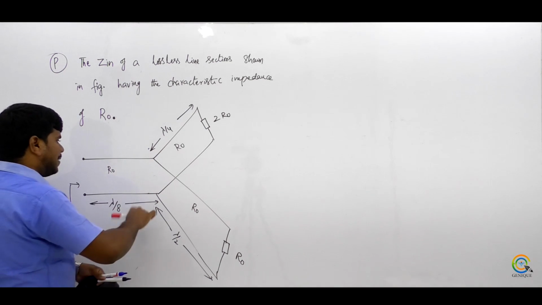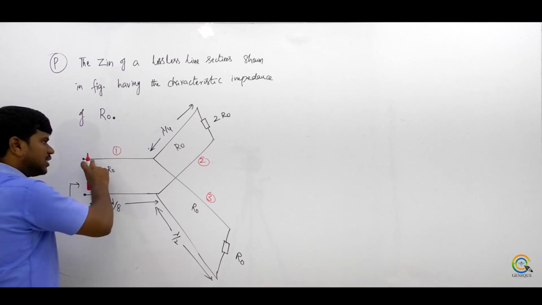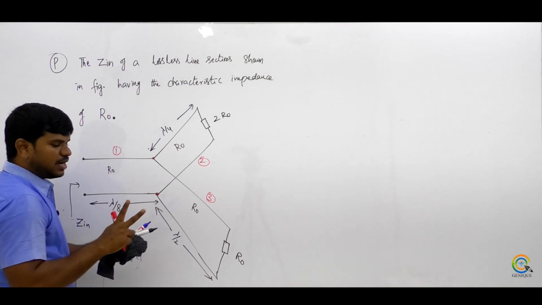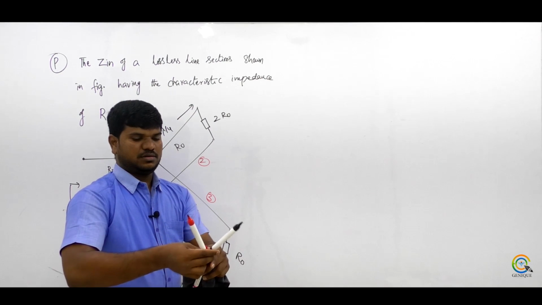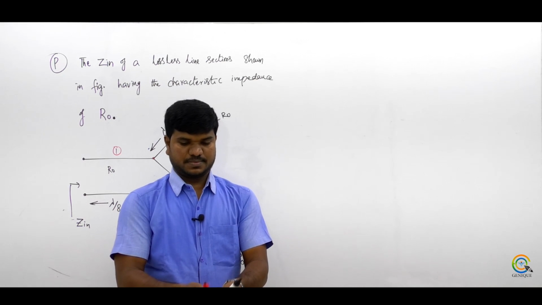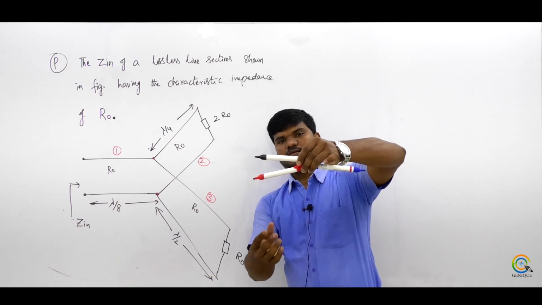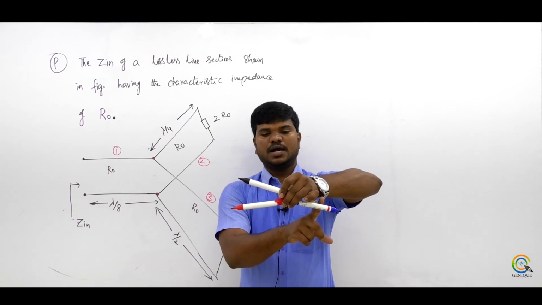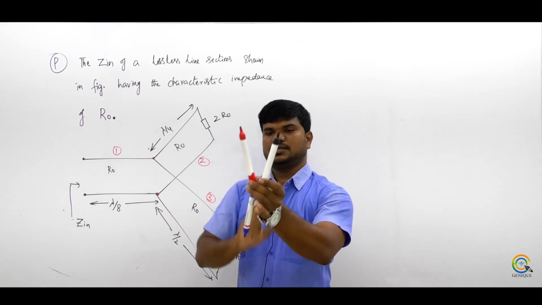This is the first line. I am doing a modification here. Let us suppose this is the second line, and this is the third line. The second line and third line are connected to the first line in shunt, like this. You can observe it is connected like this. So this is the input, and at the end of the first line, these 2 lines are connected in parallel.